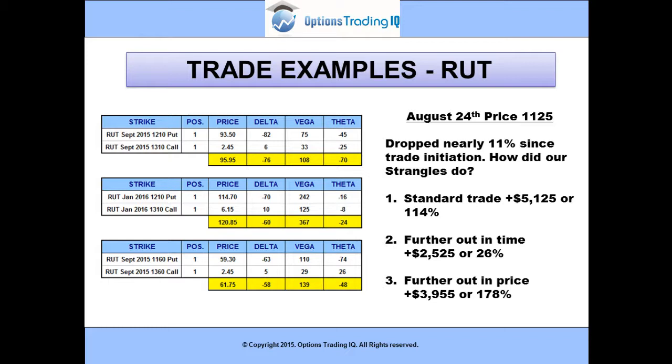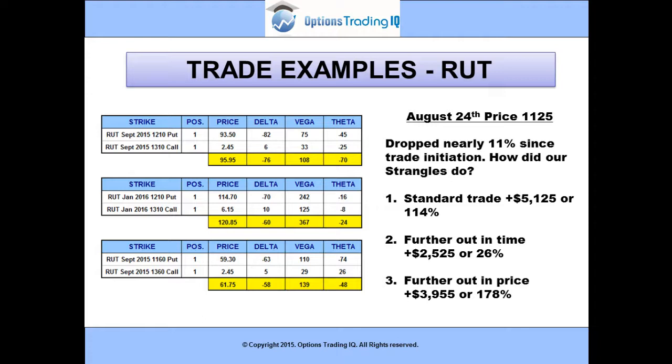The first trade made $5,125 or 114%. The second trade made $2,525 or 26%, and the third trade had the biggest gain in terms of percentage, 178%, and a total of $3,955 profit. Really interesting there. The first one did the best in terms of dollars, the third one did the best in terms of percentage, and the second one, somewhat surprisingly because it had the highest Vega exposure, did the worst.